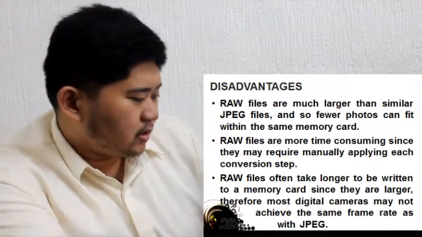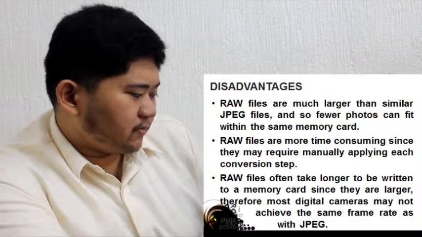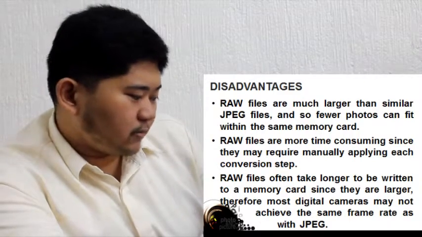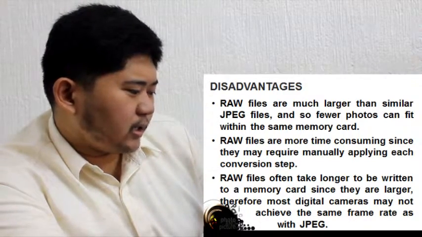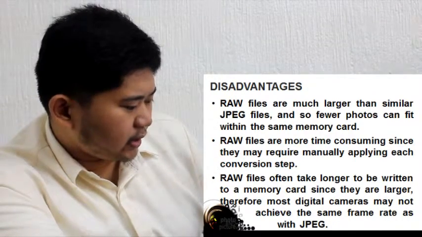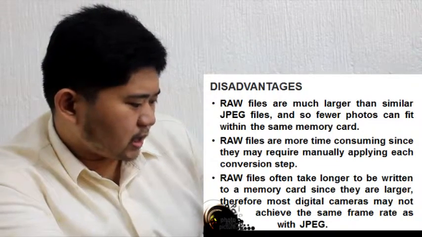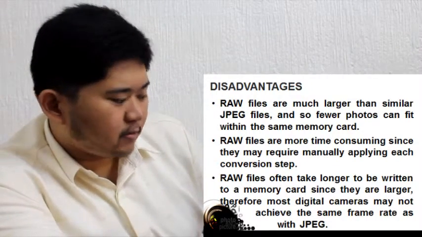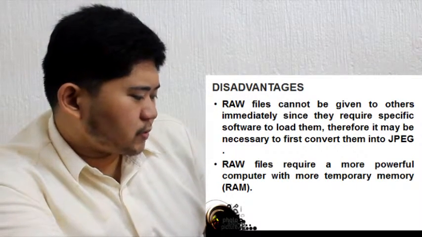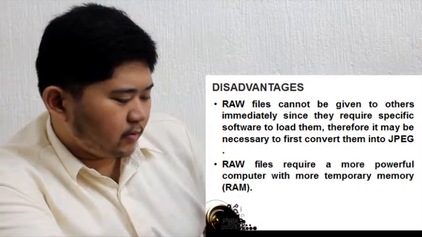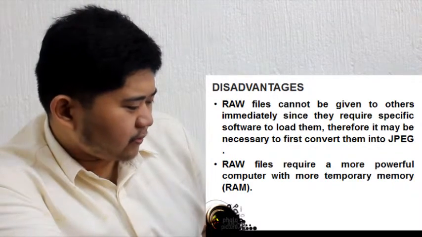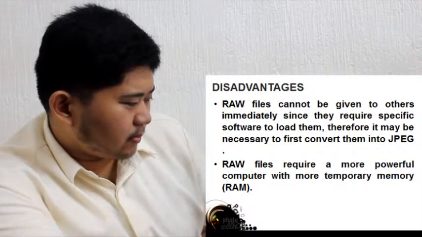Now, the disadvantages. RAW files are much larger than similar JPEG files, and so fewer photos can fit within the same memory card. RAW files are more time-consuming since they may require manually applying each conversion step. RAW files often take longer to be written to a memory card since they are larger, therefore most digital cameras may not achieve the same frame rate as with JPEG. RAW files cannot be given to others immediately as they require specific software to load them. Therefore, it may be necessary to first convert them into JPEG. Also, RAW files require a more powerful computer with more temporary memory, or RAM.